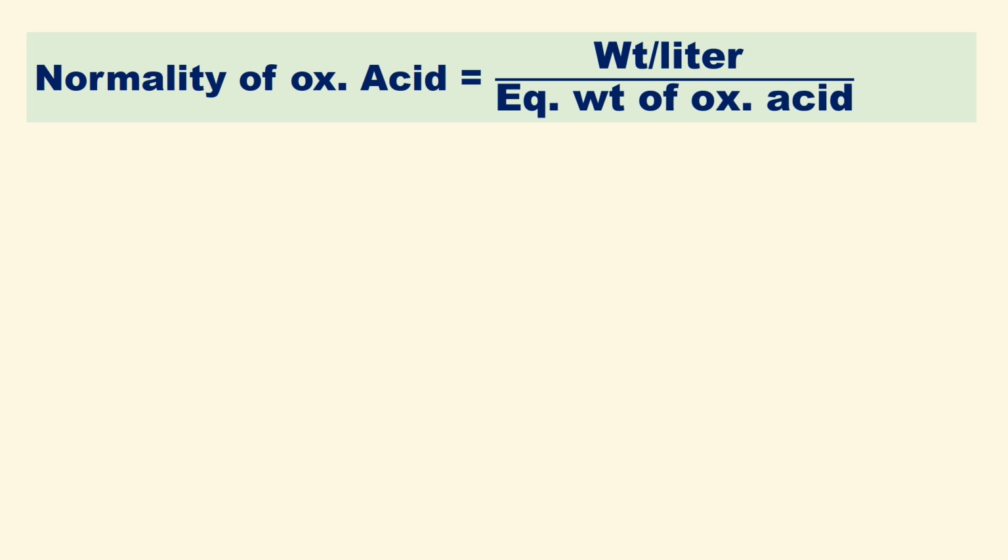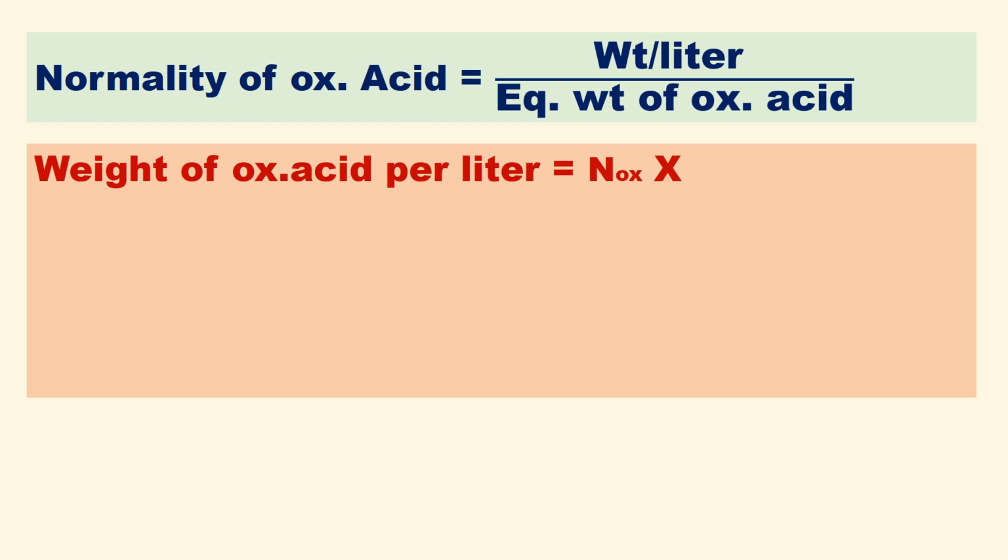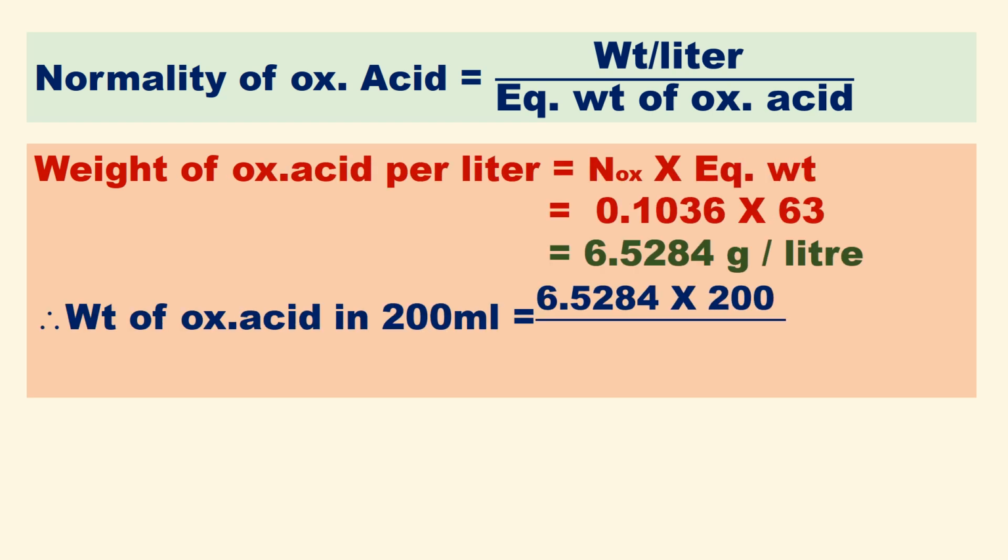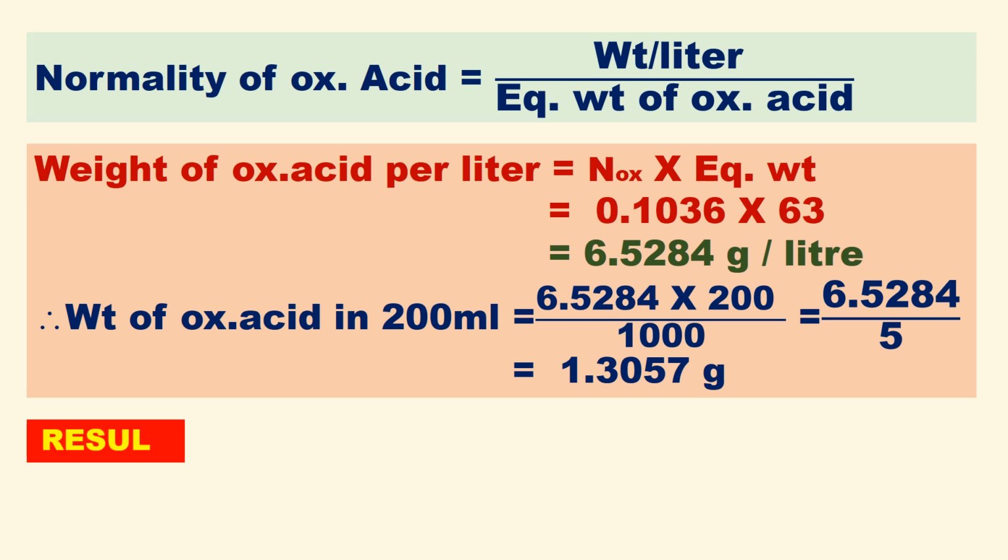Let us now see the last part of the calculation. We have found the normality of oxalic acid. Now normality equals weight per liter divided by equivalent weight of oxalic acid. So the weight of oxalic acid per liter equals the normality of oxalic acid into the equivalent weight of oxalic acid. The normality of oxalic acid we obtained in the previous slide; you write it here, and 63. Therefore, we have found out the weight of oxalic acid per liter.